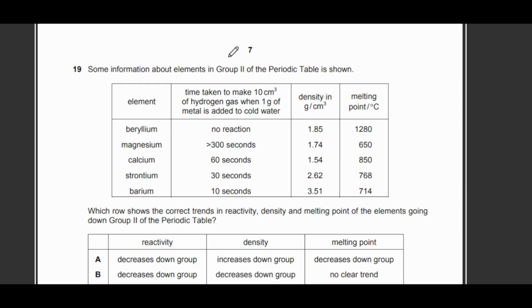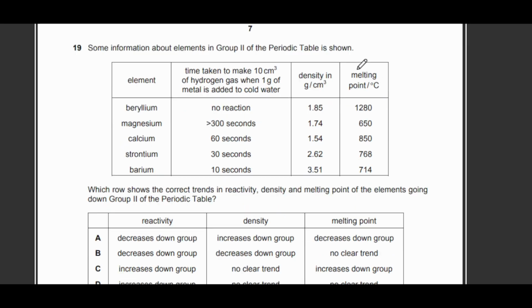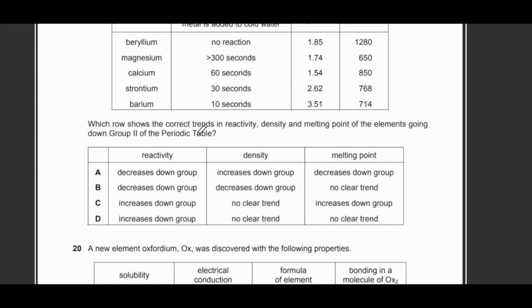Okay, question 19. Some information about elements in group 2 of the periodic table is shown. So they take the time taken to make this volume of hydrogen gas when 1 gram of metal is added to cold water, the density and melting point. So they want you to identify the correct trends in reactivity, density, and melting point.